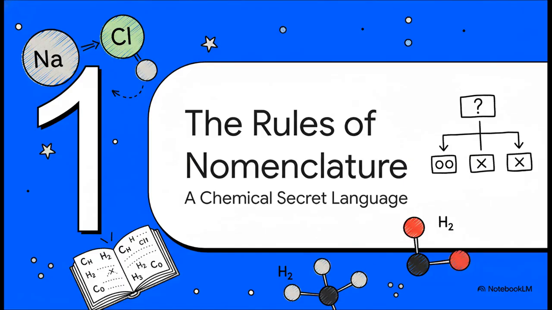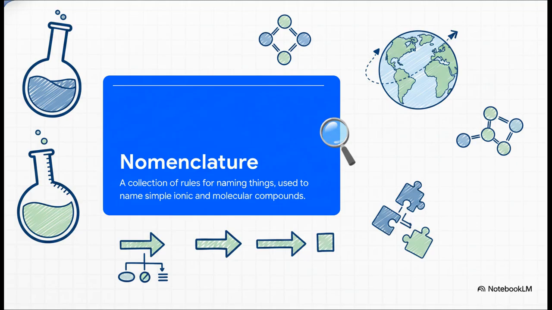So how do we make that jump, from a formula like NaCl to a name like sodium chloride? Well, it all kicks off with a system called nomenclature. And really, this is just the official rulebook for naming chemical compounds. Think of it just like the grammar for the language of chemistry. It's this universal set of rules, right? It makes sure that a chemist in Tokyo and another one in Toronto are talking about the exact same thing. It's all about clarity and, honestly, safety.